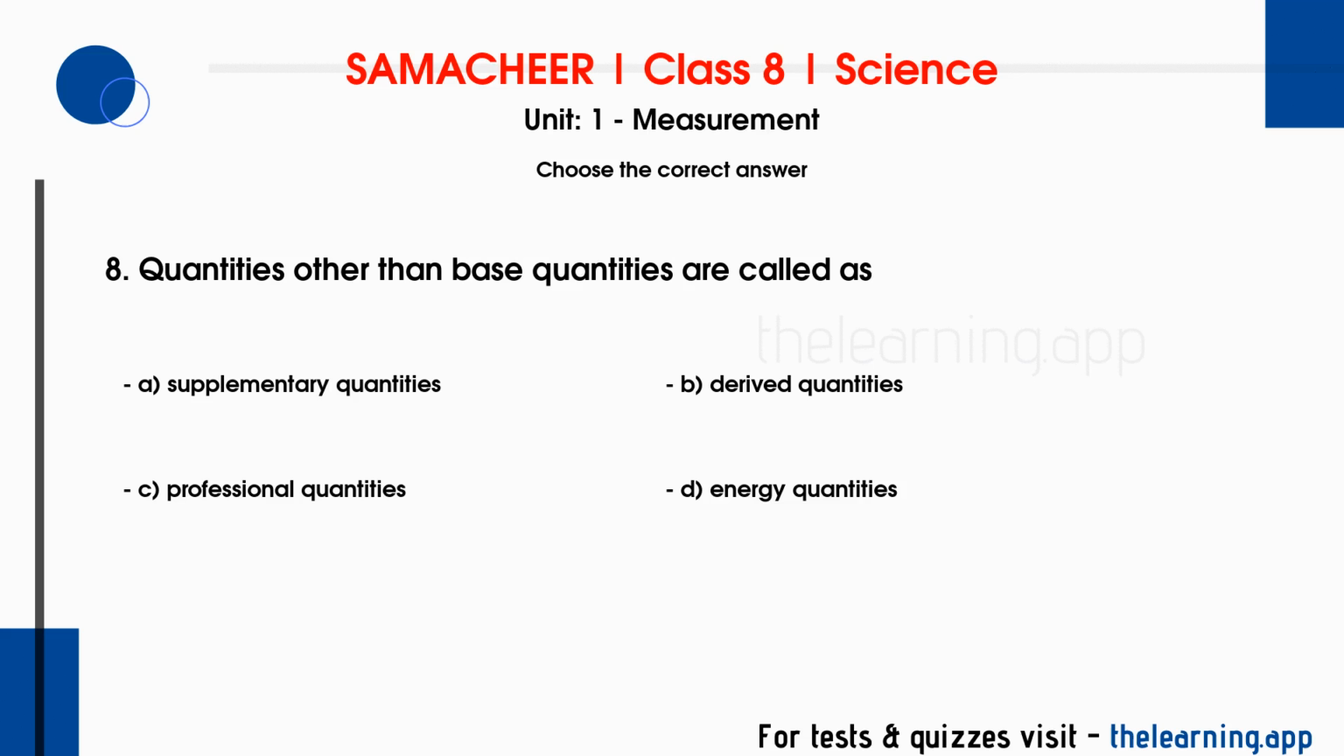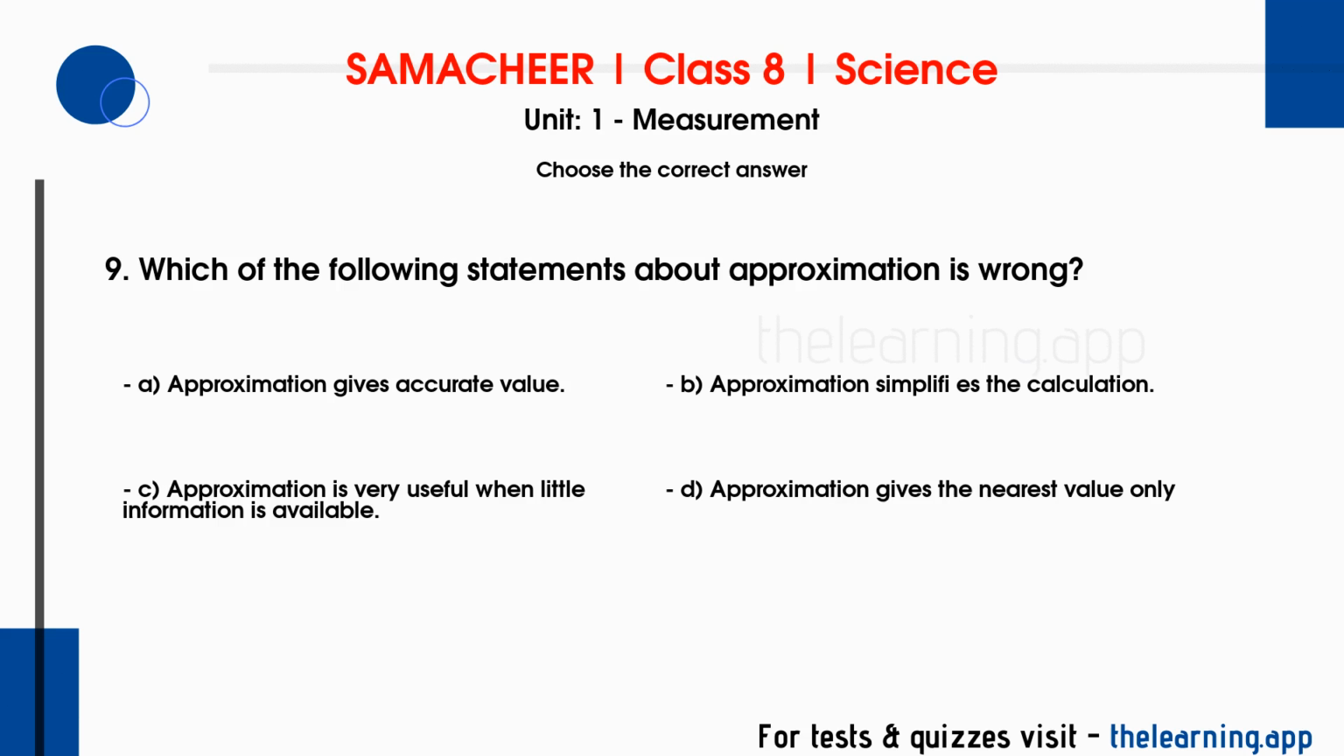Options are A. Supplementary quantities, B. Derived quantities, C. Professional quantities, D. Energy quantities. Correct answer is B. Derived quantities. Question 9. Which of the following statements about approximation is wrong?